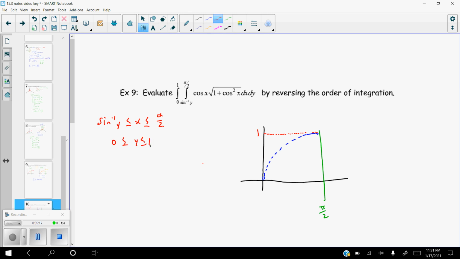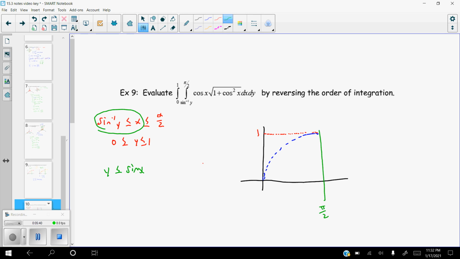So the one that I really need to focus on here is this piece right here. So how am I going to solve that piece for y to change the bounds? Well, to get the inverse sine of y out of there, I'm going to take the sine of both sides. So really, y is going to be less than or equal to the sine of x.